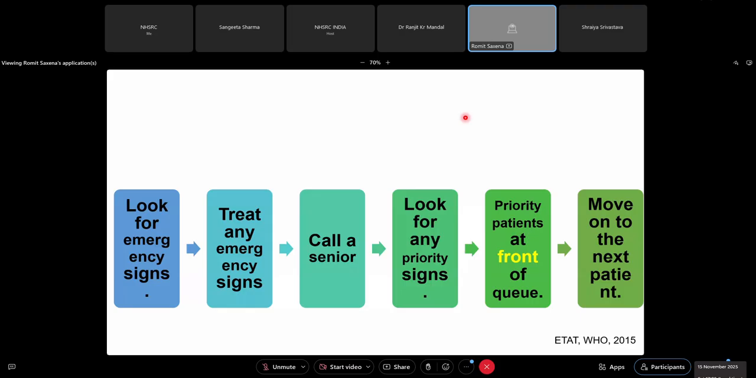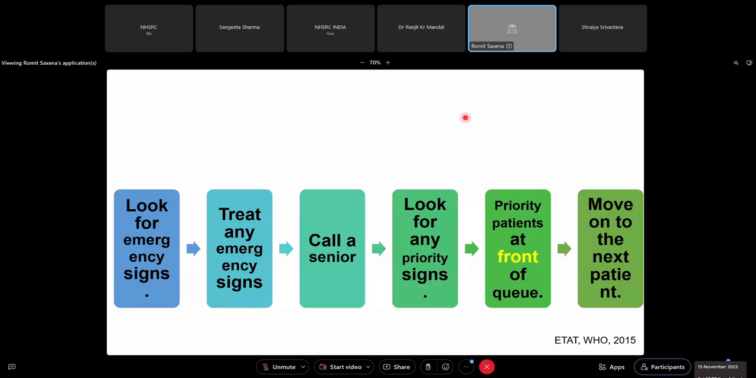And you are a medical officer and you have got a CMO or a pediatrician there along with you. What you do is you look for these ABC, you do the primary assessment, and identify any emergency signs. Suppose you feel something is not right: he's breathing funny, his respiratory rate is high, he's looking blue.